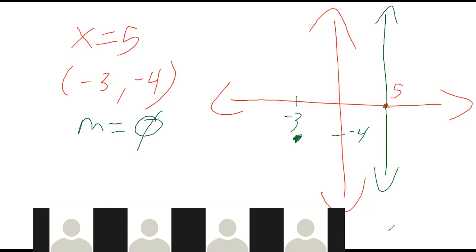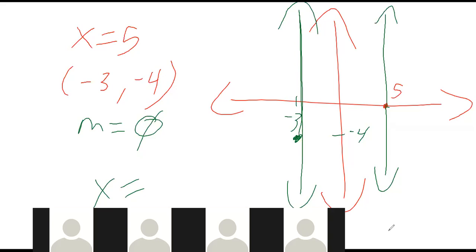So what would my equation need to be in this case? Because it has to go through point -3 and -4, and it needs to be parallel to x equals 5. So we know that it has to go up and down like that. But what would be the equation? Maybe -4 in parentheses, so we're doing the formula y minus y and all that.